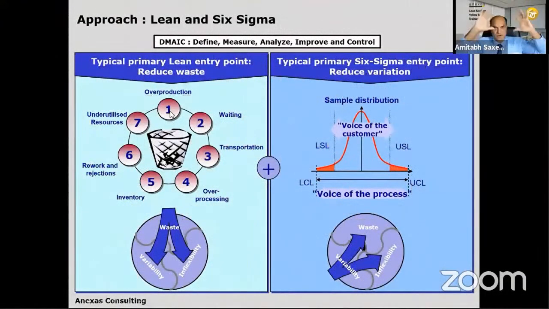So there are 7 wastes. I have nice videos on all of these, but due to the shortage of time, very quickly I'll tell you. Overproduction, waiting time, transportation, overprocessing, inventory, rework rejections, underutilized resources. These are the 7 or 8 wastes, including waste of intelligence, waste of the human mind as well. These are present in our processes. You have to develop an eye to look for waste, and we help you to develop that.